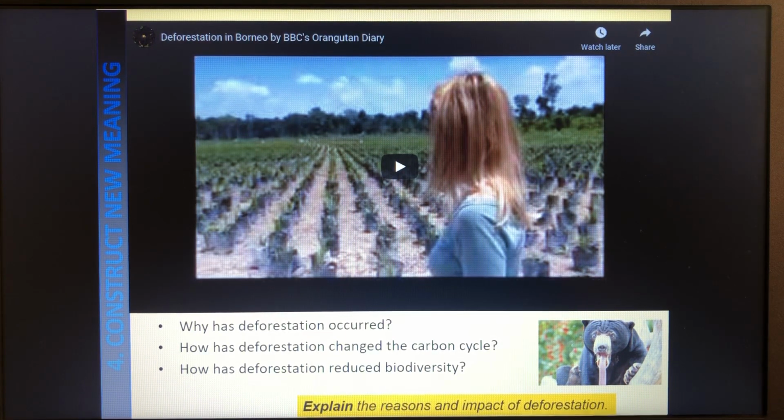Now within the video they keep referring to not just the orangutans but also sun bears. At the bottom right you can see a picture of a sun bear, so you have an idea of what they are. This is in Borneo, and you can see there one of the plantation fields where they are growing.